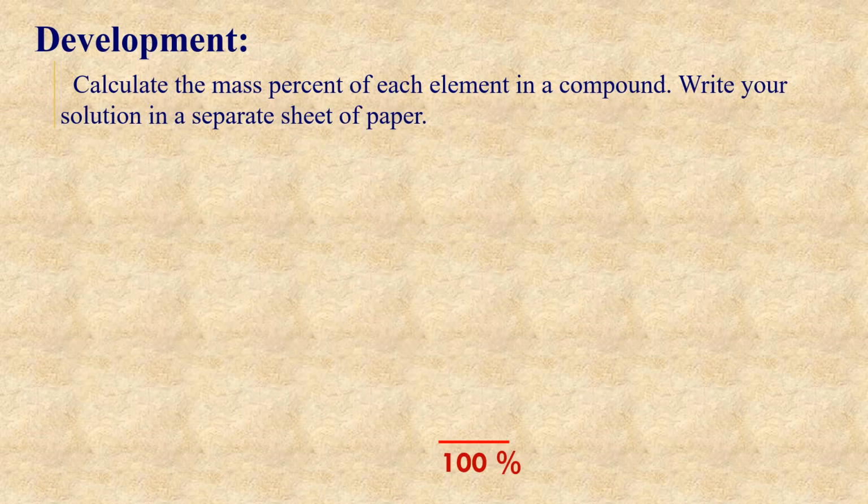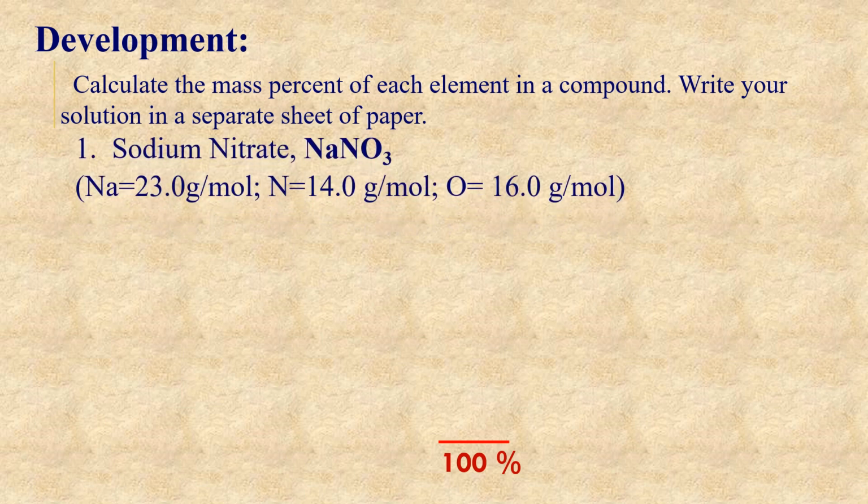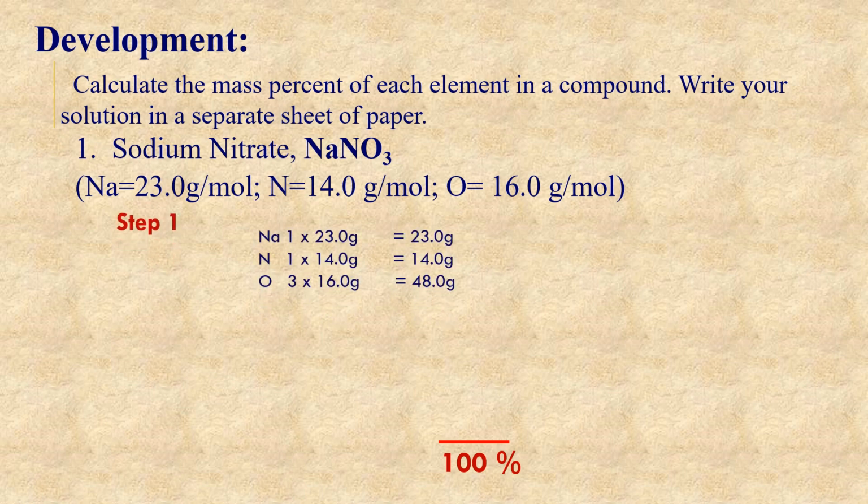Now, let's try to solve this problem. Calculate the mass percent of each element in a compound. Write your solution on a separate sheet of paper. For number 1, we have sodium nitrate. Step 1, here is the answer. For sodium, we have 23 grams, nitrogen 14 grams, and oxygen 48 grams.